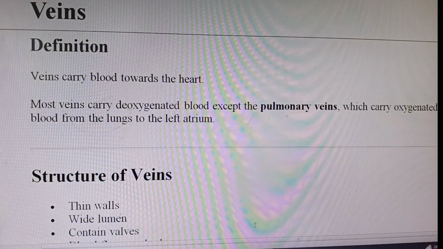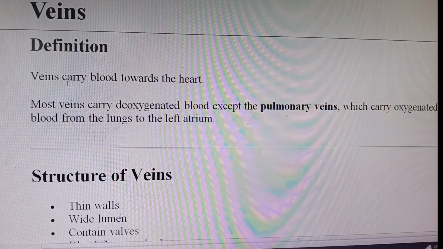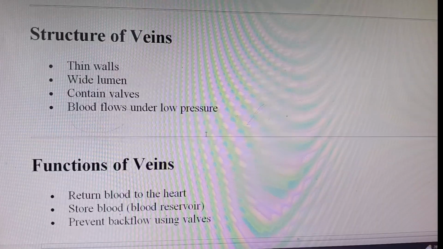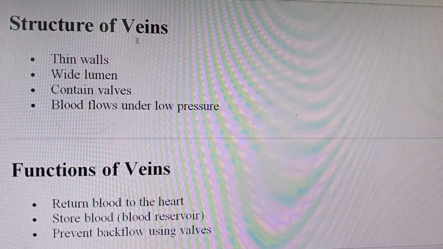Okay, next we will study about veins. So definition of veins: veins carry blood towards the heart. Most veins carry deoxygenated blood except the pulmonary veins, which carry oxygenated blood from the lungs to the left atrium. Okay, next we will see structure of veins.